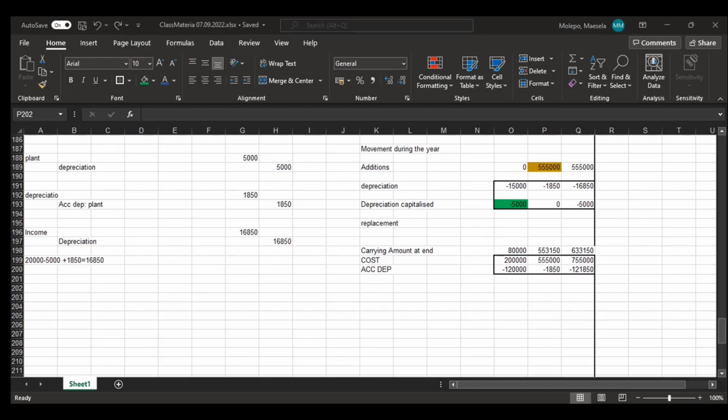Transfers from the revaluation surplus to retained earnings are not made through profit or loss. In other words, not through the statement of profit or loss and other comprehensive income, but directly on the face of the statement of changes in equity.